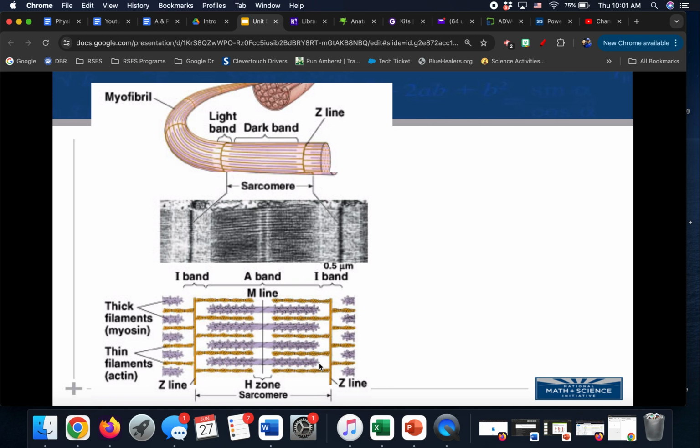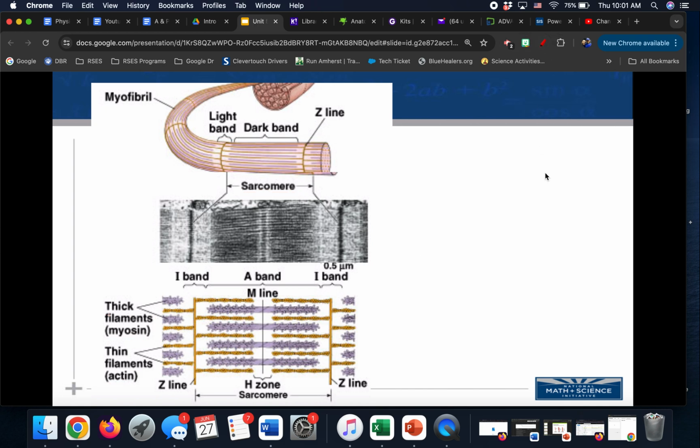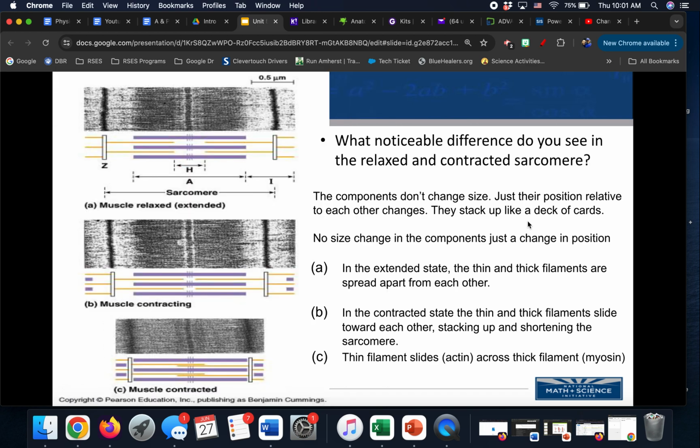Oops, sorry. Within, remember our organization, we said we have the myofibril. Within that, we have a sarcomere. And within that, we have myosin, which again are the thicker filaments, shown here in purple, and actin, the thinner filaments, here shown in yellow. Why do we show that? To show the difference between a contracted and uncontracted or extended sarcomere.